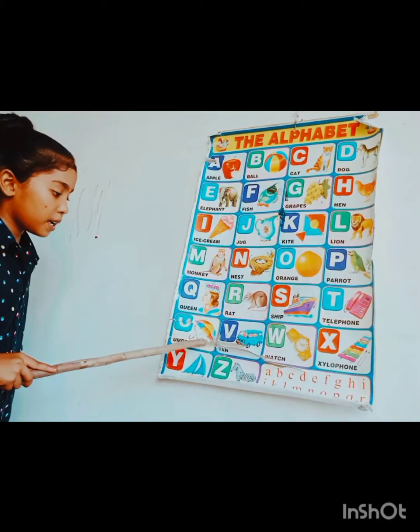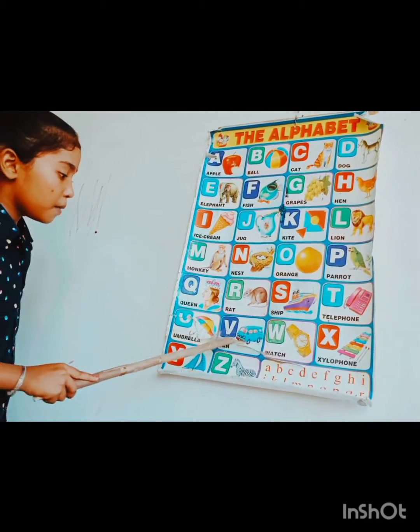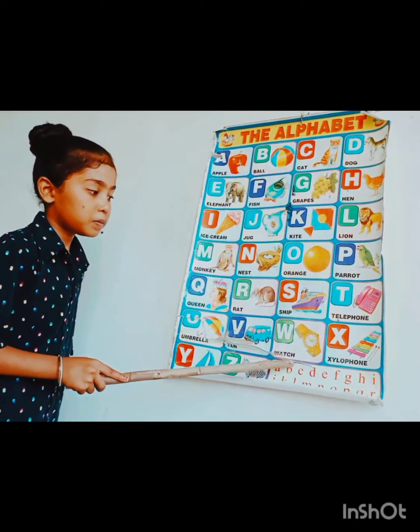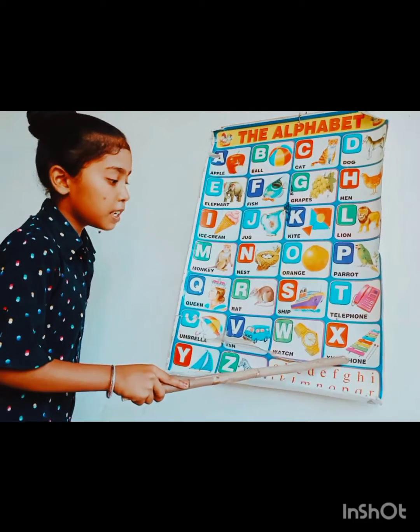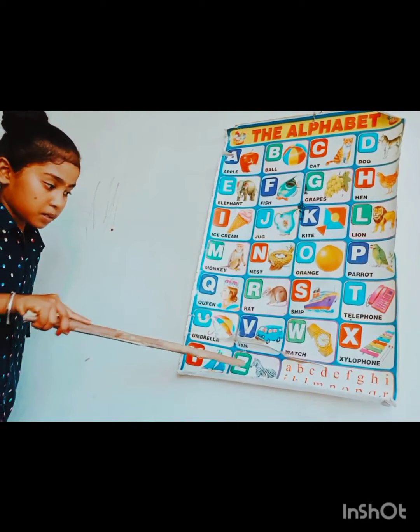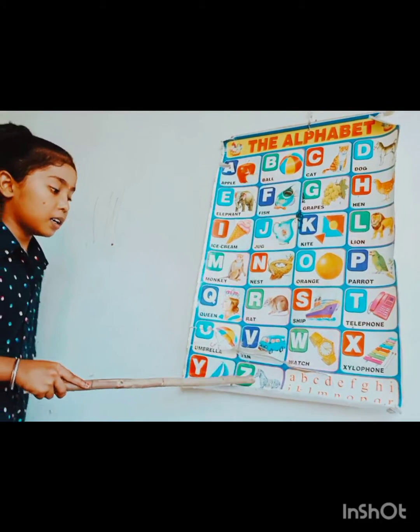U for umbrella. V for van. W for watch. X for Xmas-tree. Y for yak. Z for zebra.